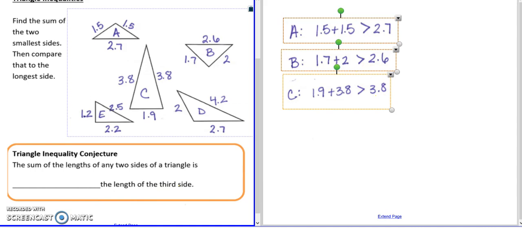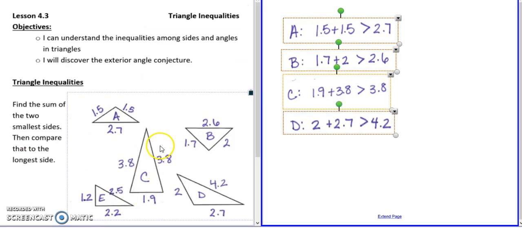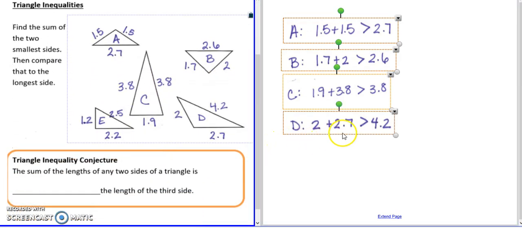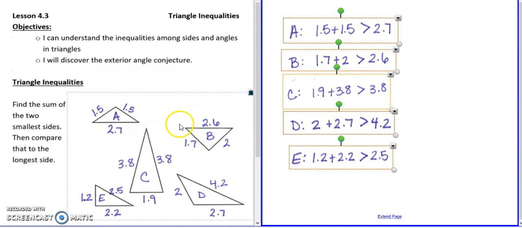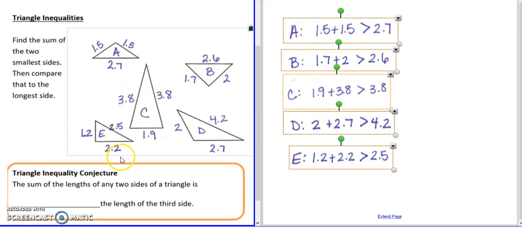If we look at triangle D, its shortest two sides are 2 and 2.7. If I combine those together, 2 and 2.7 would be 4.7, which is clearly greater than 4.2, the longest side. And finally, triangle E, we have side lengths of 1.2 and 2.2 for the shorter two sides. If I add those together, I would get 3.4, which is bigger than the third side of 2.5. Now the reason again why I did the smallest two numbers is because they would have the smallest sum, and we want to compare it to the other side.